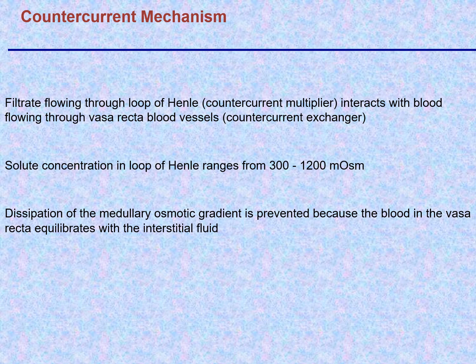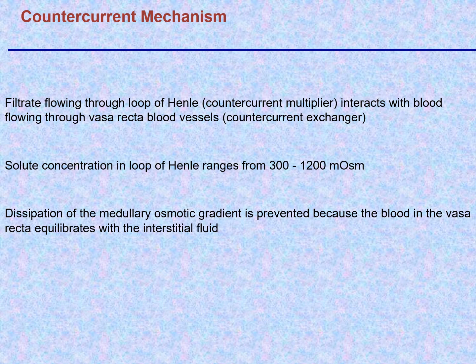If you look at the solute concentration, the osmolality in the loop of Henle, the filtrate fluid varies from the top of the descending limb of the loop of Henle. It starts at 300, but then it gets concentrated as it goes down its descending limb. From the top of the descending limb, which is right after the proximal convoluted tubule, it starts at 300, then it gets more and more concentrated. The fluids in the filtrate get more and more concentrated as they go down till they reach an osmolality of about 1200 milliosmoles at the bottom of the loop of Henle, where it turns around and starts coming back up.